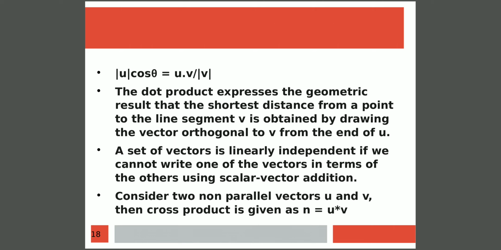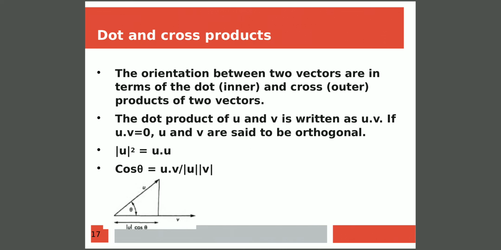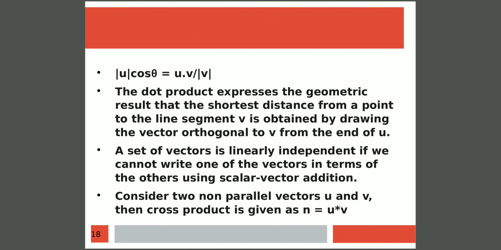The dot product gives the result, that is, the length of orientation of one vector on the other vector. How we define the smallest length of orientation of one vector on the other vector is from the head of u till the vector v. The orthogonal line segment you observe between u and v is nothing but the length of orientation of u on v. That is the result given by the dot product. That is what I have written over here.